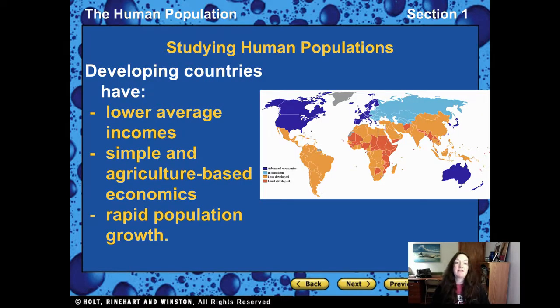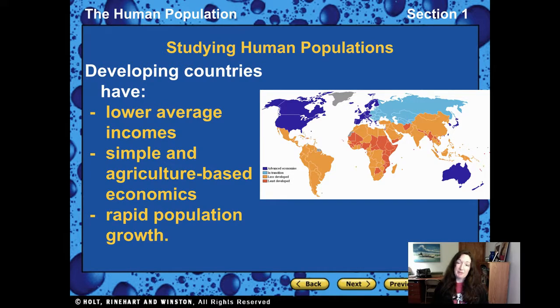Developing countries have lower average incomes, so they might make $2 a day instead of making $8 an hour. Their economies are a lot more simplistic as well, so you're not going to have as many job opportunities. Like I mentioned, that town in Paraguay, which is in South America, is one of these countries. I can't remember which one. They don't have the opportunities to do a lot of different careers, a lot of different jobs. You'd have to get educated or somehow get out of that town to be able to do something more.